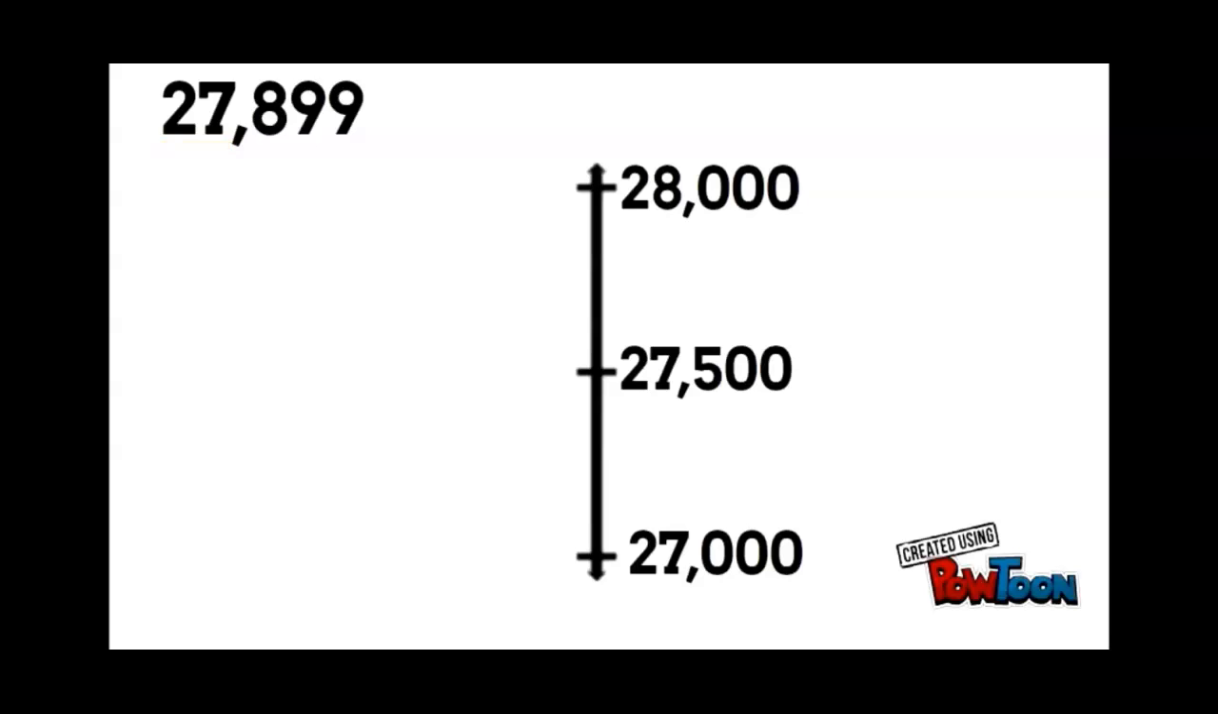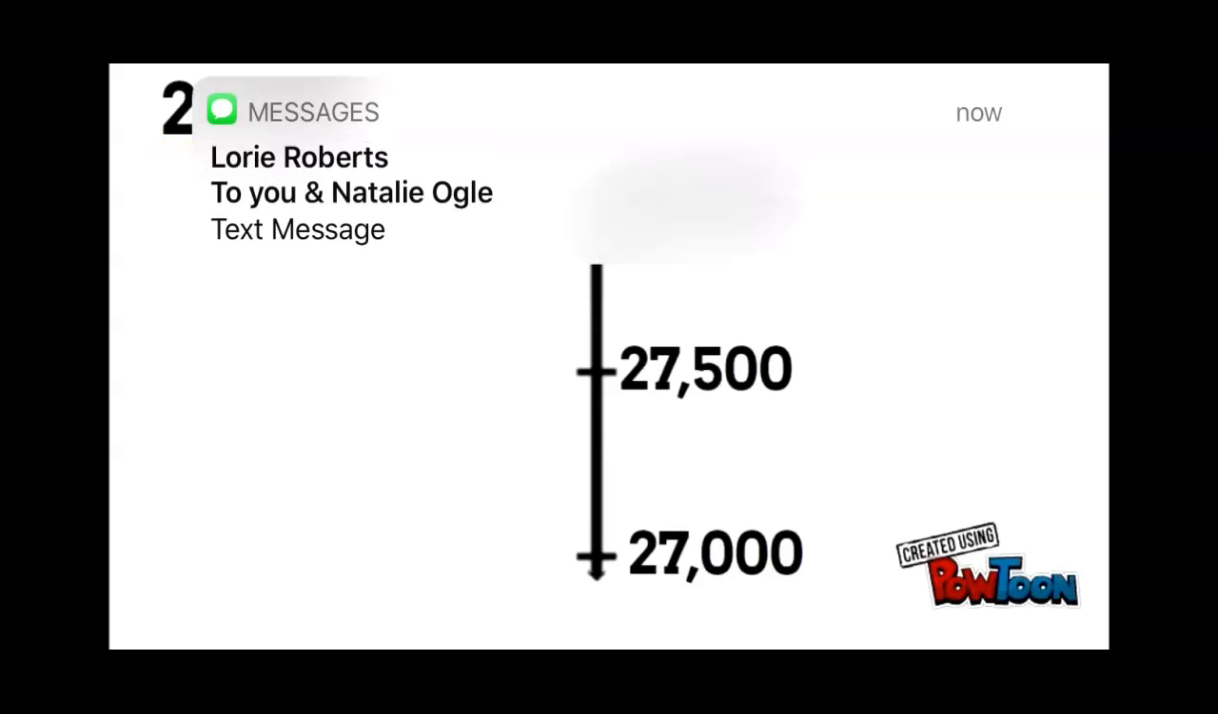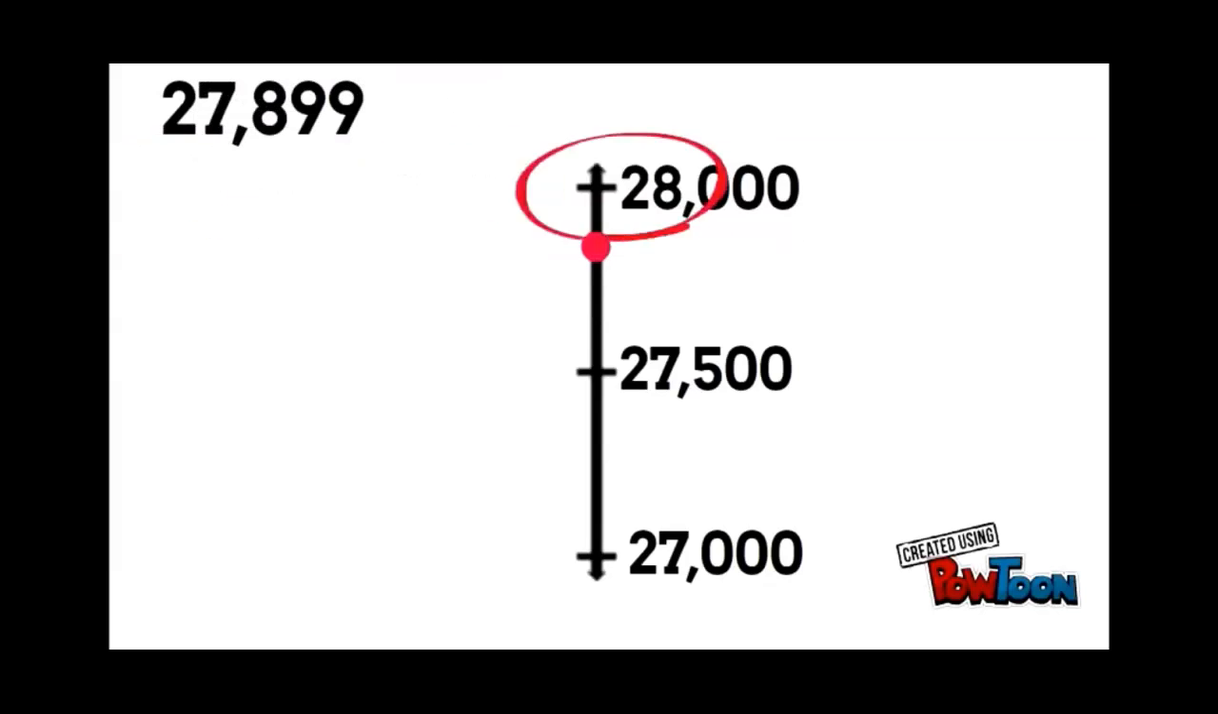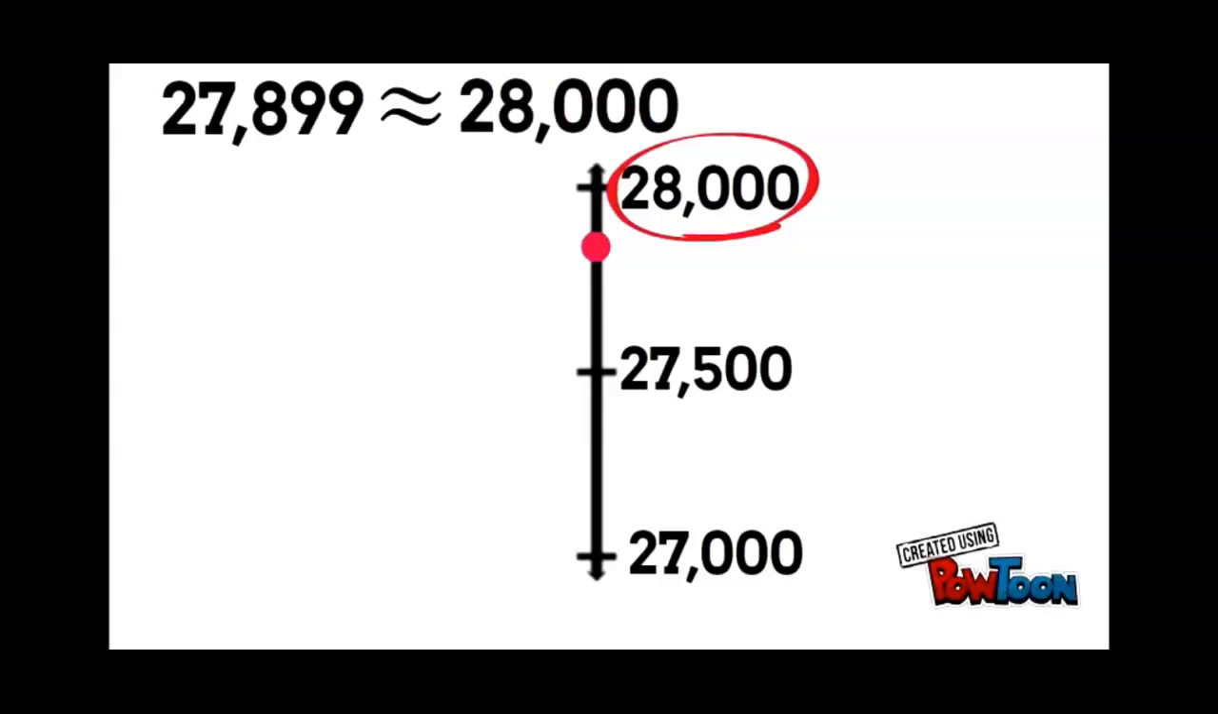So we're going to place a dot where 27,899 would be. Well, that would be right about there. All right, and we see that it's above our midpoint, so we're going to round up to our upper estimate, which is 28,000. So 27,899 rounds to 28,000.